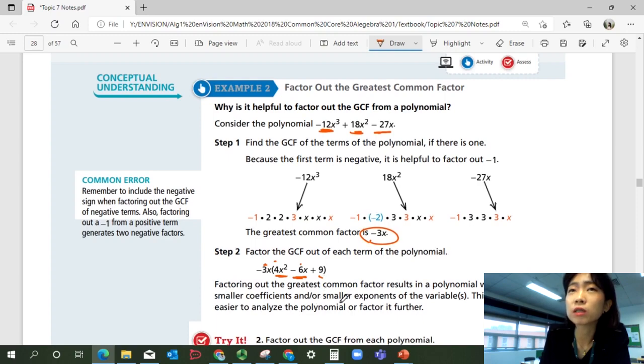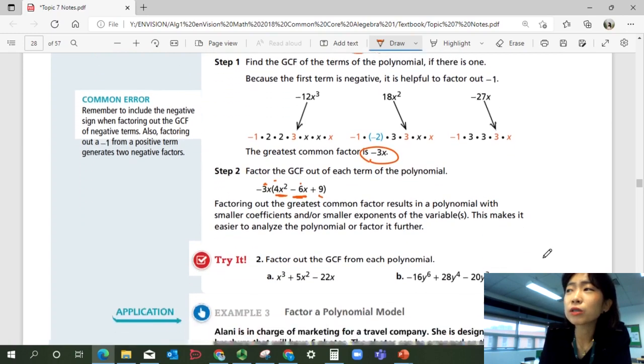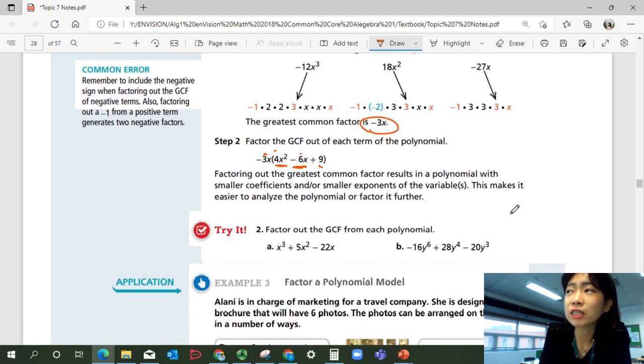This is when you want to factor the polynomials into pieces, into smaller numbers, so that you can see what's really in there. It makes it easier to analyze the polynomial and factor it even further. So let's look at try number 2 and practice factoring out the GCF from each polynomial. You don't have to factor it out completely. Just factor out one GCF.